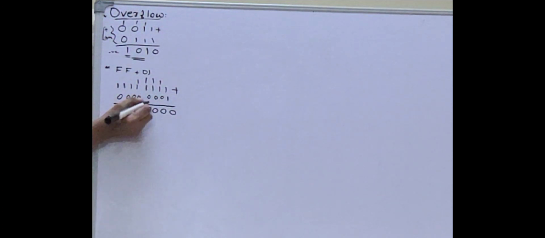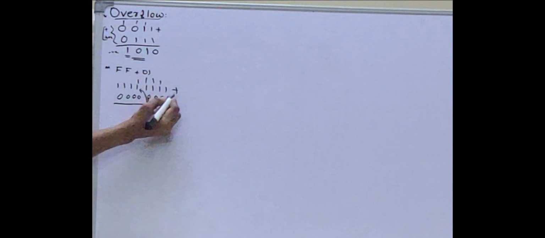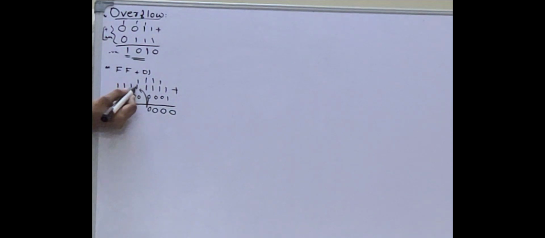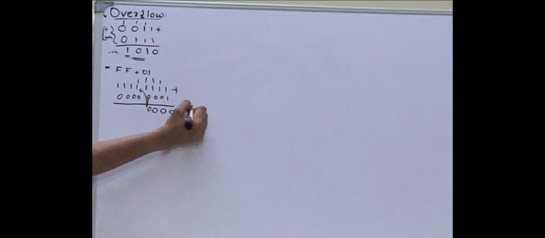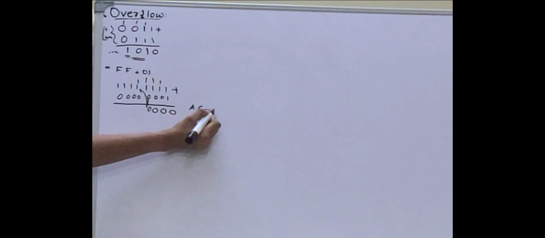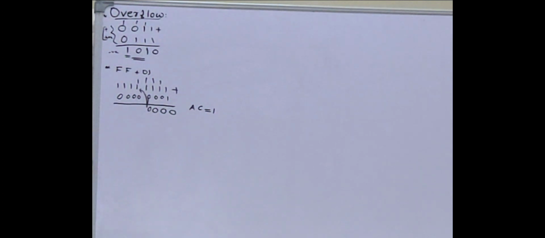So this is a nibble. This carry is forwarded to the other nibble. Nibble means 4 bits. So this is a nibble and this is a nibble. By adding these 4 bits, the carry is forwarded to the other nibble. This is called an auxiliary carry. When a carry is moved from one nibble to the other nibble, the auxiliary carry is set to 1. If it is not carried to the other nibble, then the auxiliary carry is set to 0.